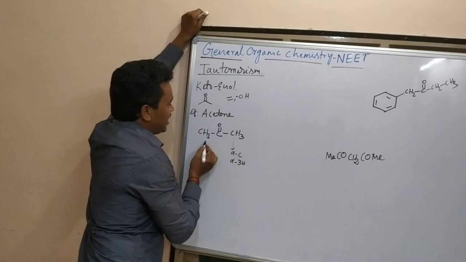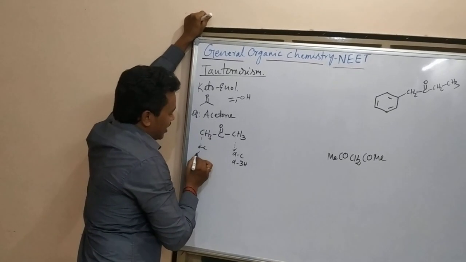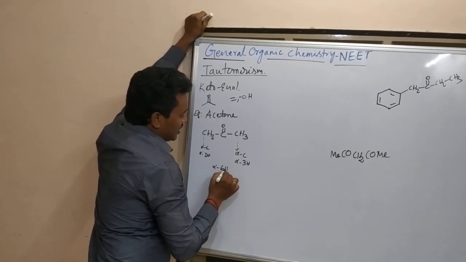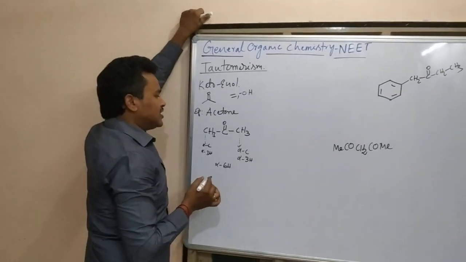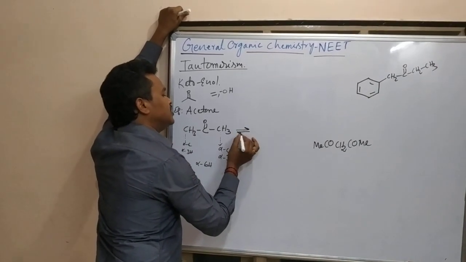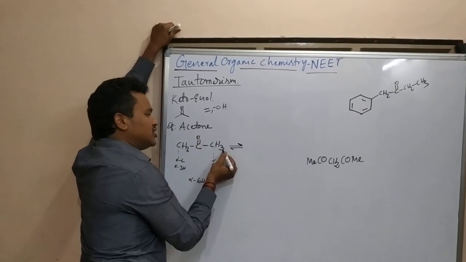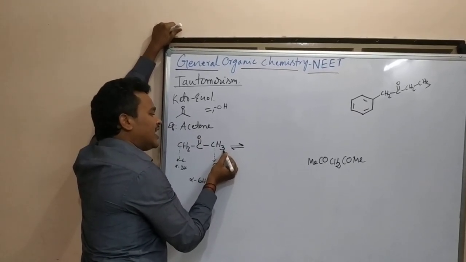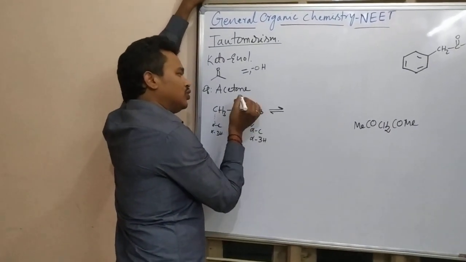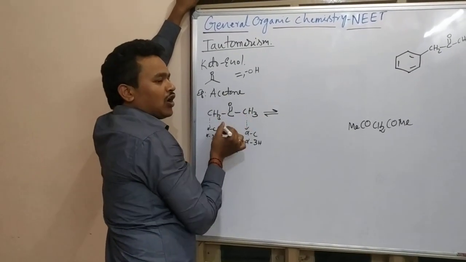Three alpha hydrogens on this side. This side is also an alpha carbon, and here also there are 3 alpha hydrogens. Overall, there are 6 alpha hydrogens. My point here is that there is an interconversion between these two. Either this hydrogen or that hydrogen is going to migrate from the alpha carbon to the oxygen in the carbonyl group.